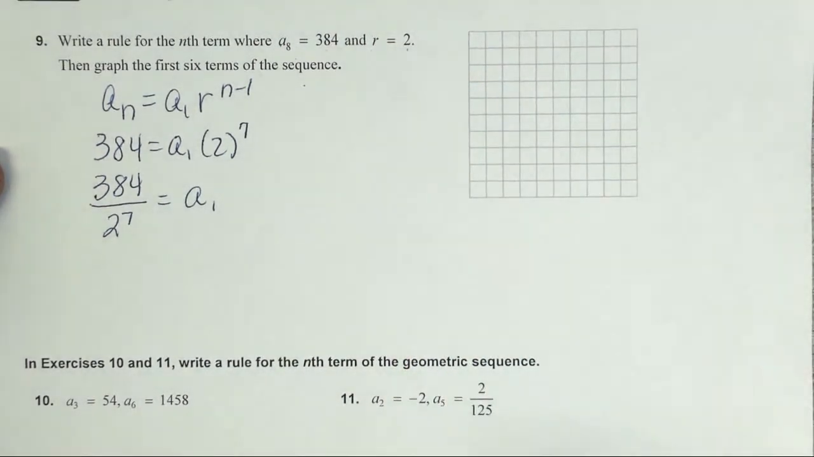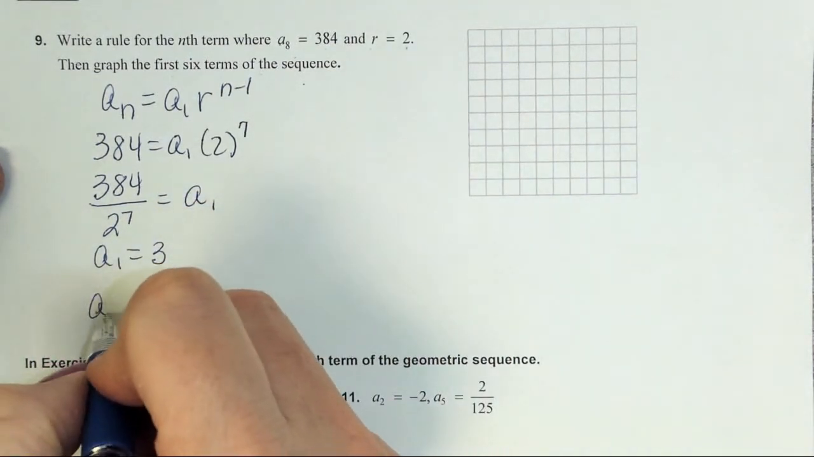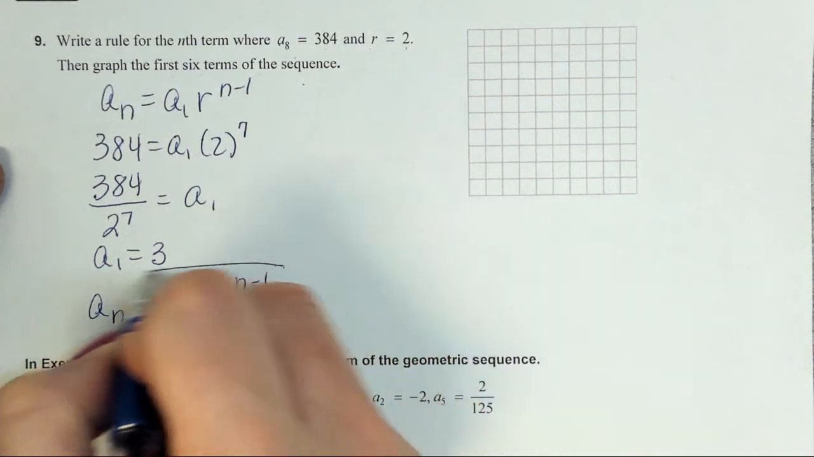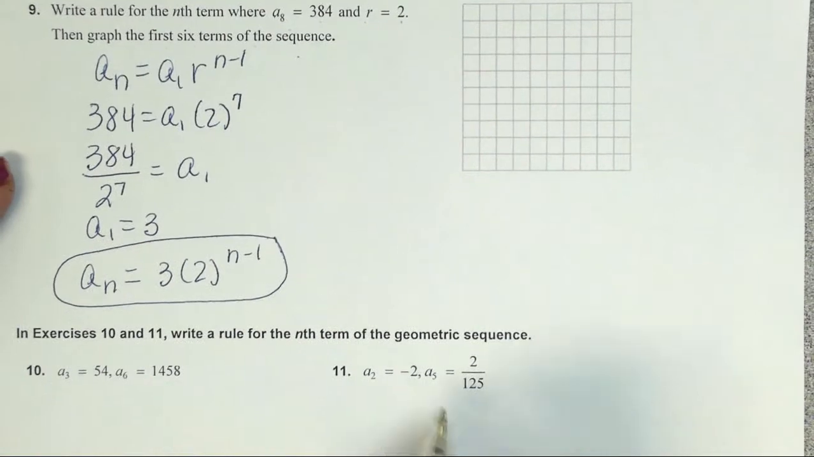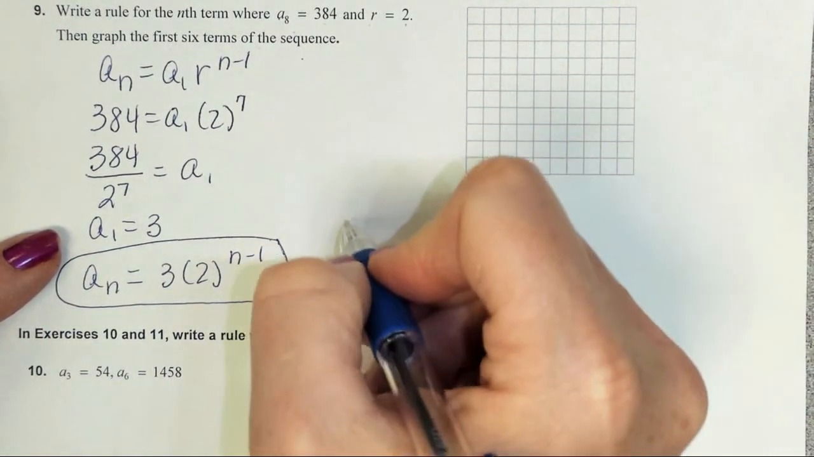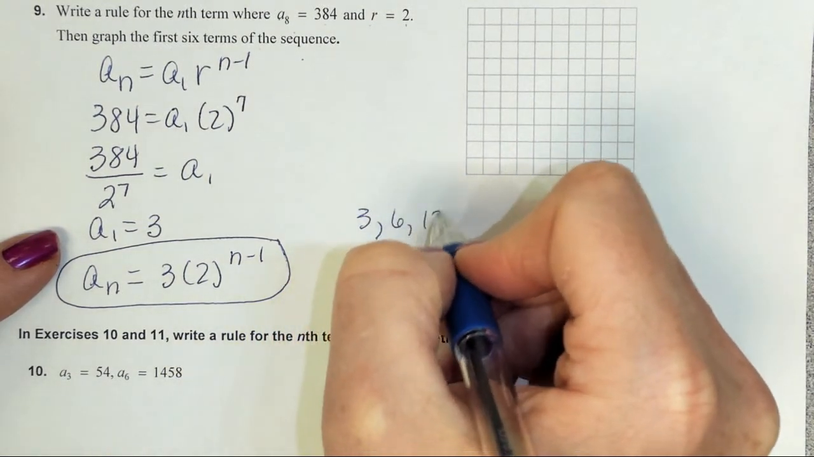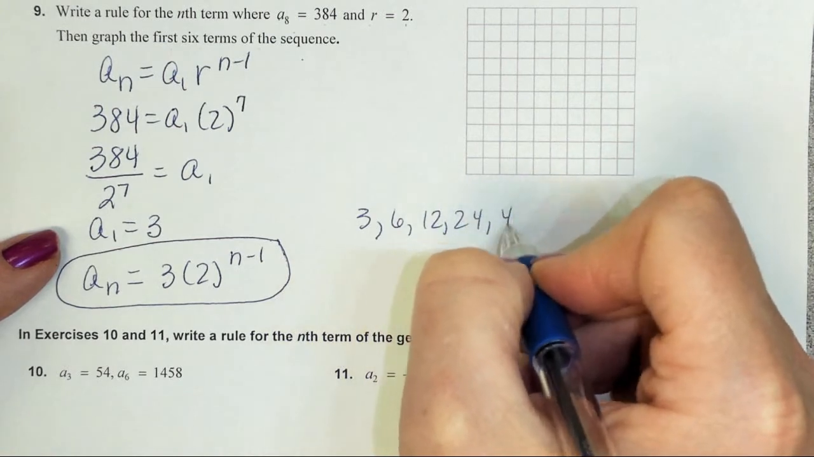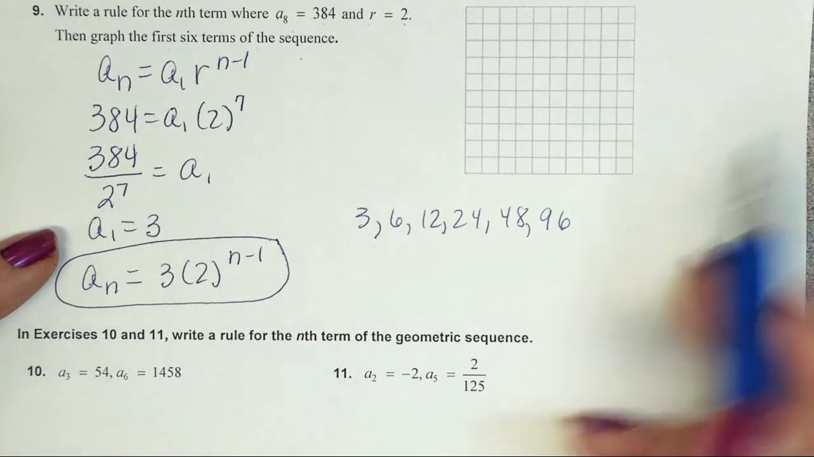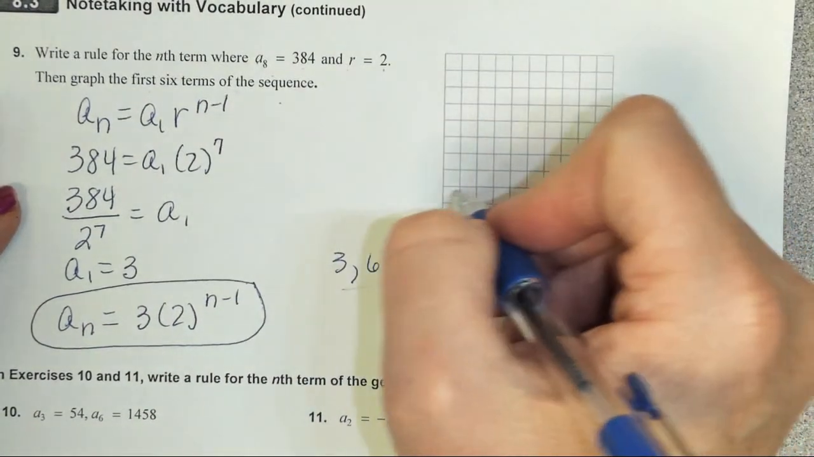Is it 3? So now we know a sub 1 is 3. So now I can write my rule. A sub n equals 3 times 2 to the n minus 1. There's going to be my rule. Now, once I know what r is and I know a sub 1, I don't use the formula anymore. I just say, okay, a sub 1 is 3, r is 2, so times 2, times 2, times 2, times 2, times 2. Again, I'm not even going to make you do 6 terms. You can do 4. I think it accomplishes the same thing.